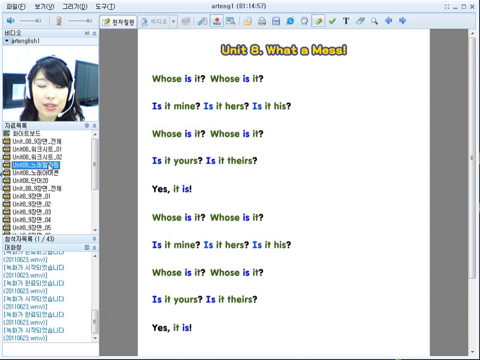Now we can move on to the song. Do you know this song? It's called Whose Is It? Let's read the lyrics together.